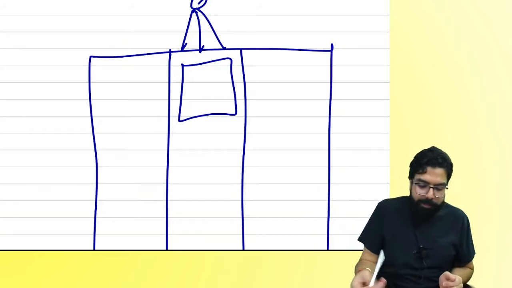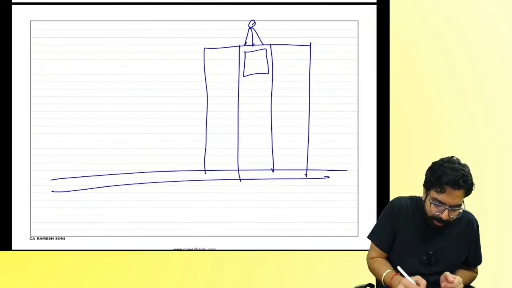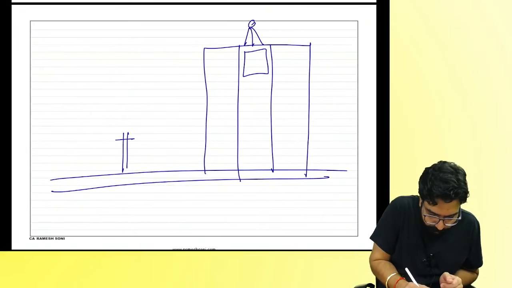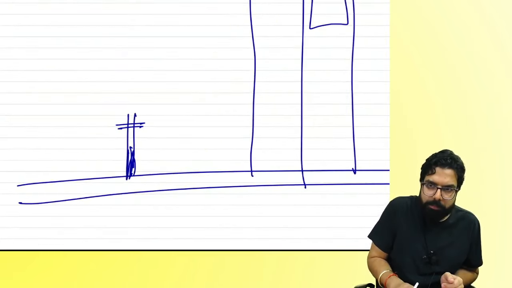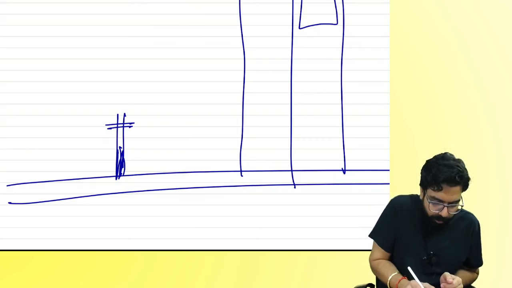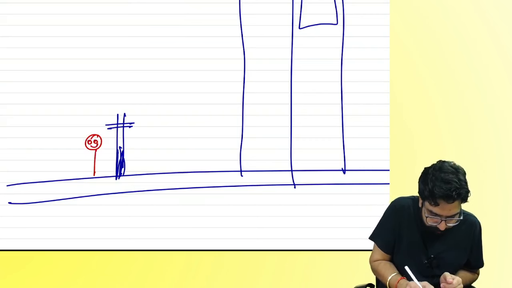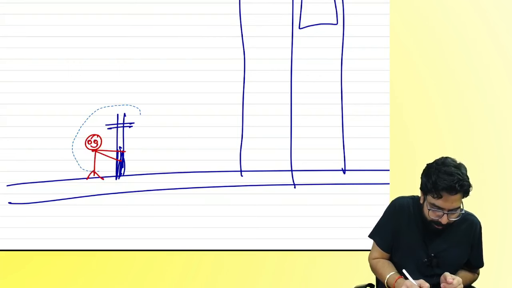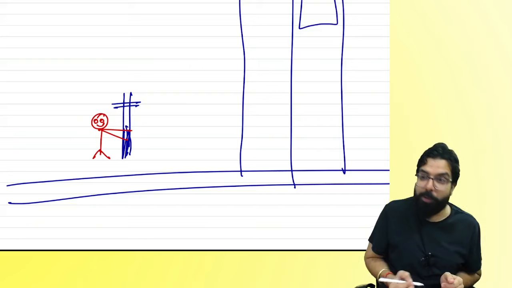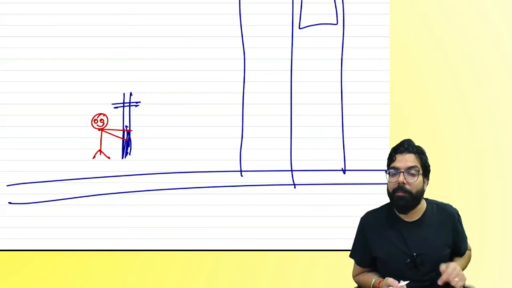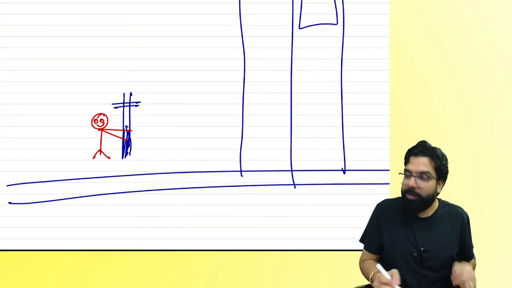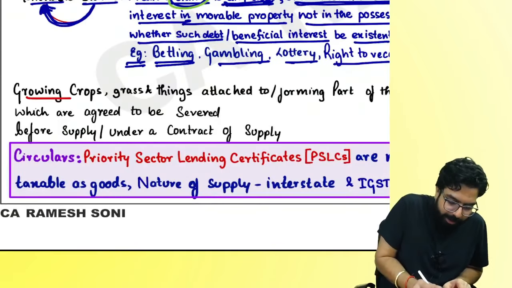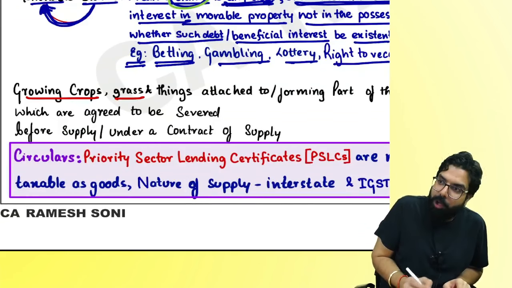The next is, tell me one thing. Supposing there is one electric pole over here. Okay? Movable, immovable. Okay? Sir, your name? Ashwin. This is Ashwin over here. Ashwin took the pole and plugged it out. Now, movable or immovable? Movable. Goods or not goods? Goods. Simple, they told. See, growing crops, grass, or anything.